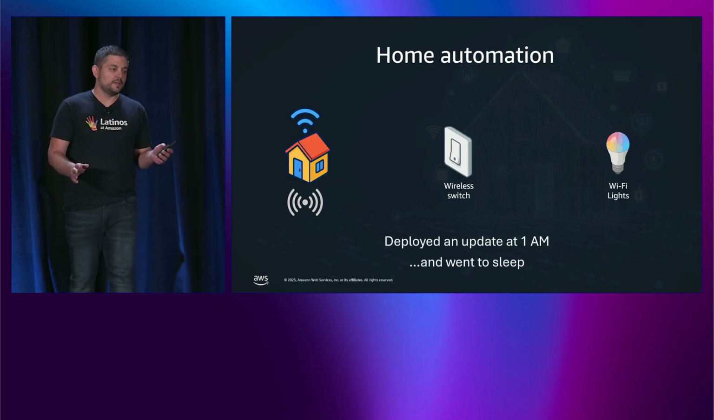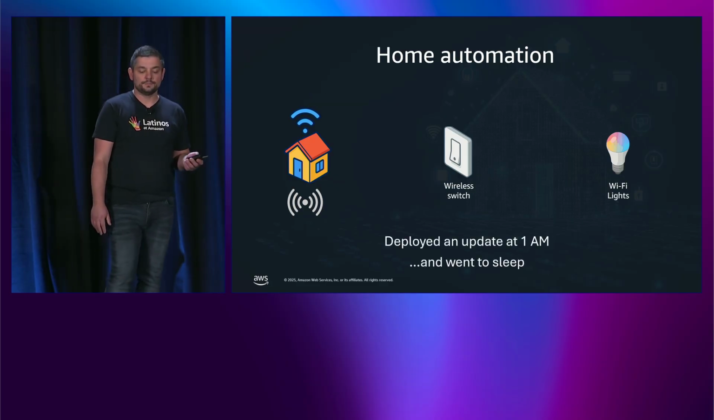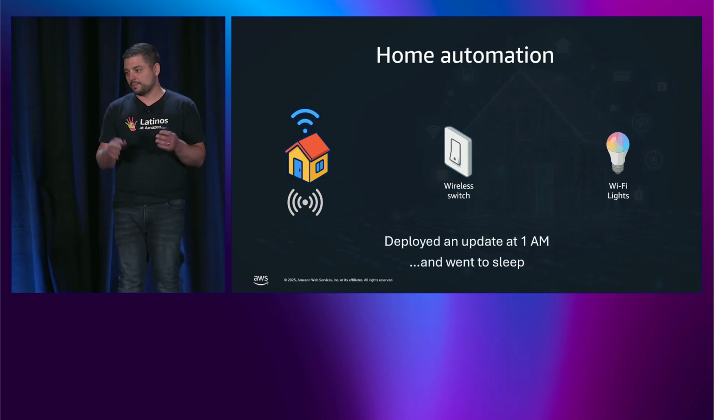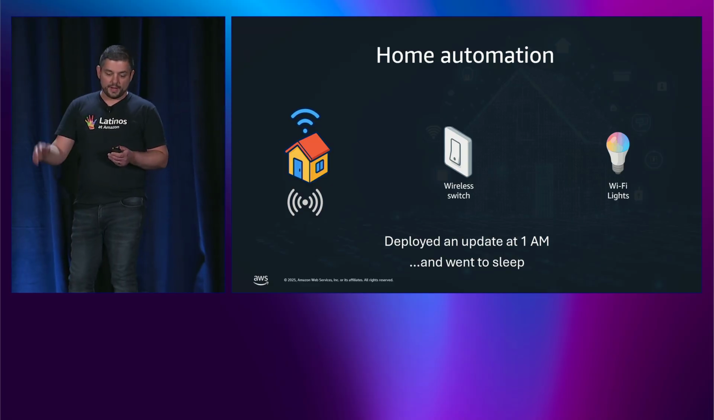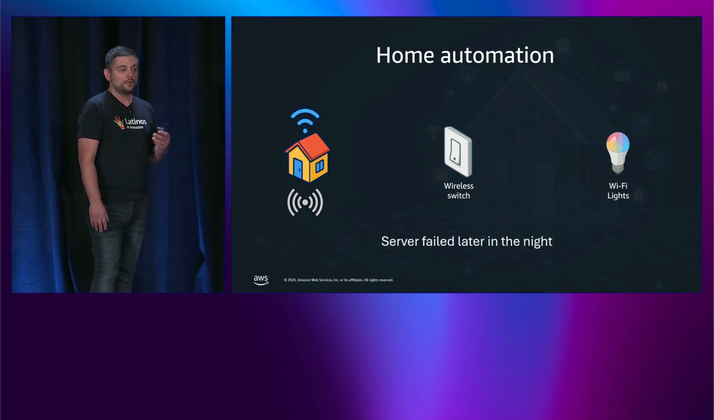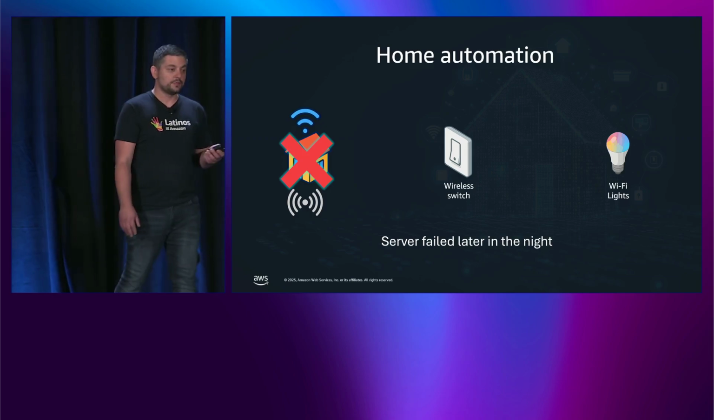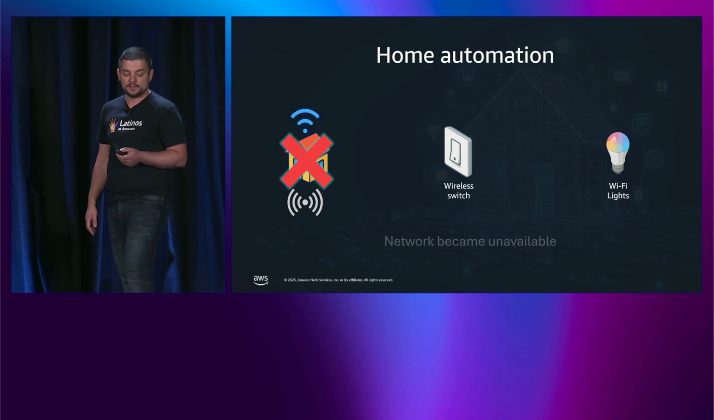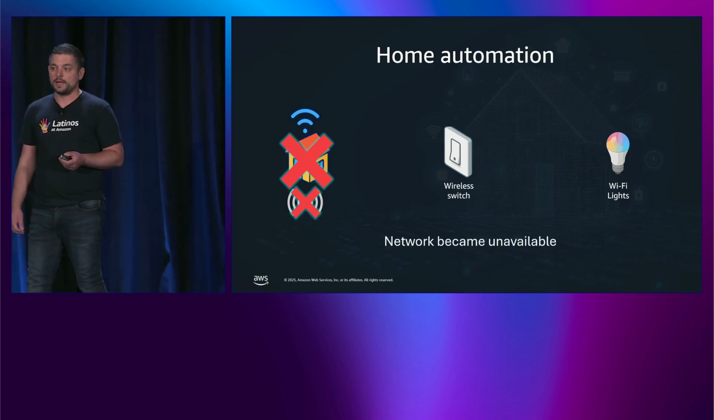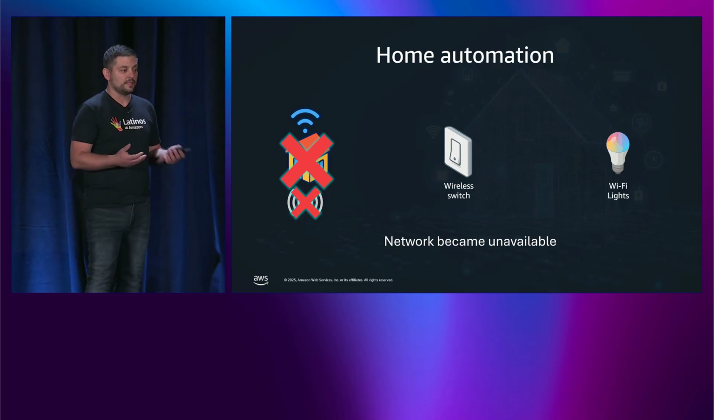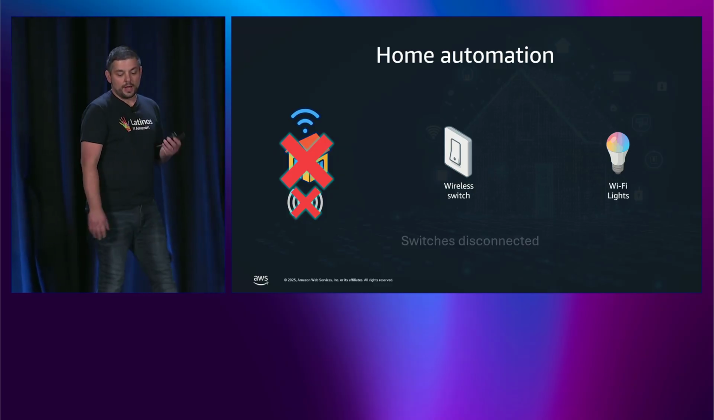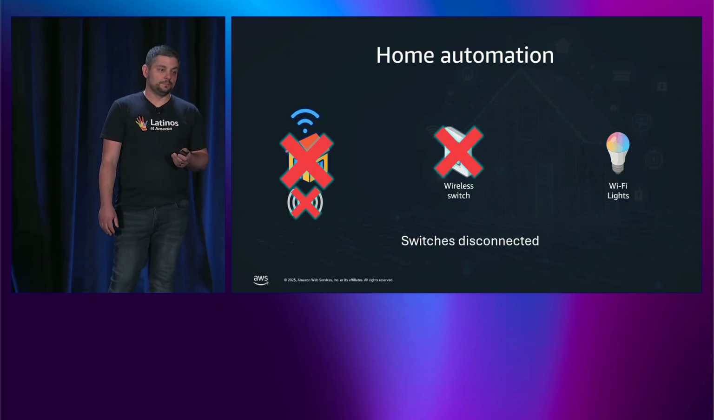As we're all busy, I had to do this after hours. And around 1 a.m., when I was about to finish, I just deployed an update, and then I went straight to bed. So during the night, the server failed. And then the network used by the wireless switches also failed. And you can start guessing what happened, right? So the wireless switch became unavailable.